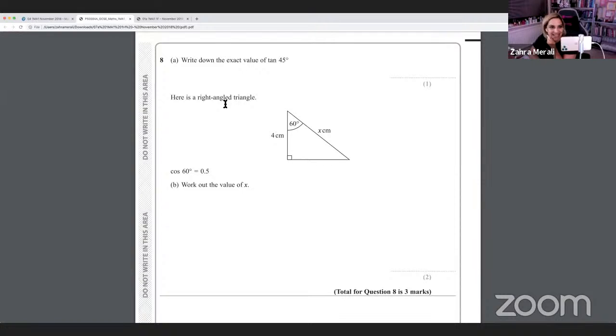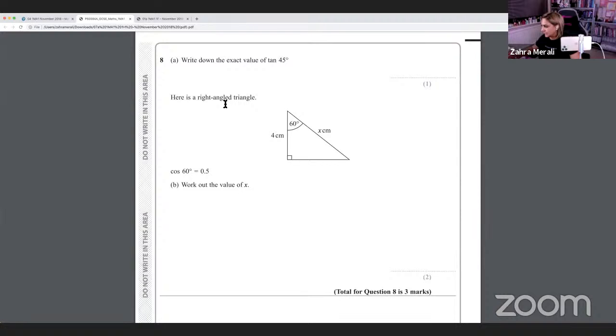So we want the exact value of tan 45. Now this is where you need to learn your exact values. And there's a few shortcuts to do this. So you can either prove it to yourself each time, or you can learn them using different techniques, but I'm going to show you the one that I think works the best.